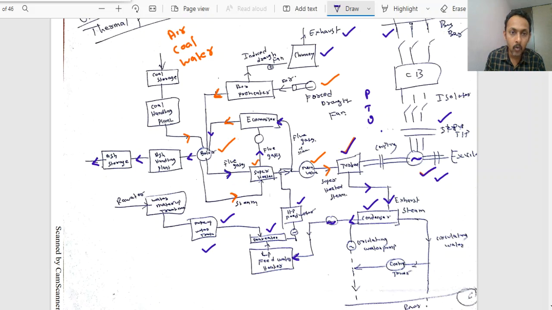Now finally, the coal after having burnt completely will be converted into ash. That ash is to be collected separately with the help of the ash handling plant, and finally it will be stored at a separate location, right? So these are the important components in the layout of a thermal power plant.